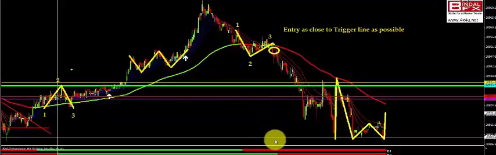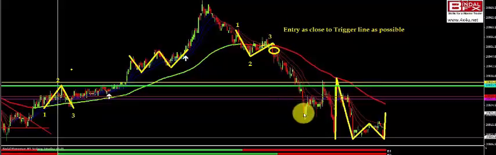Also very important that you trade in the direction of these bars. When it is red, you've got to be looking for shorts. When it is green, you've got to be looking for longs, and you've got to watch what the trigger line's telling you. Trigger line is green, I'm long. Trigger line is red, I'm short. So the only thing you need to add onto this is the 1, 2, 3 patterns and entry as close to the trigger line as possible.